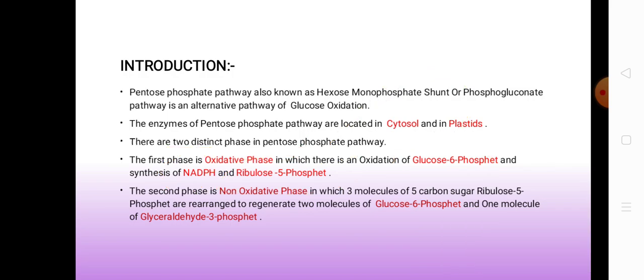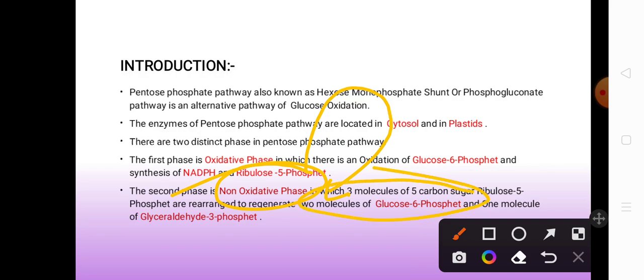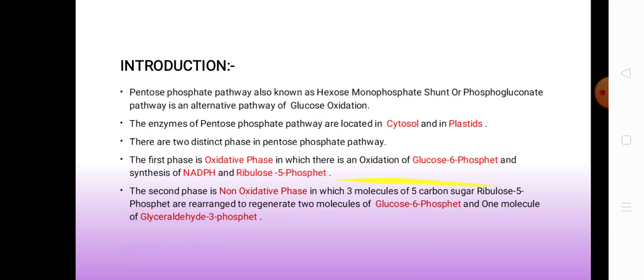We are going to see how it occurs. In the second phase, the non-oxidative phase, remember that ribulose 5 phosphate from the oxidative phase will enter the non-oxidative phase, and from this ribulose 5 phosphate there will be generation of 2 molecules of glucose 6 phosphate and 1 molecule of glyceraldehyde 3 phosphate. Let's see how the entire thing is going on.